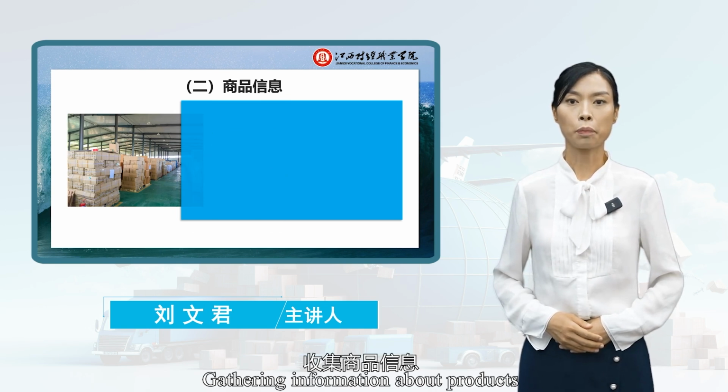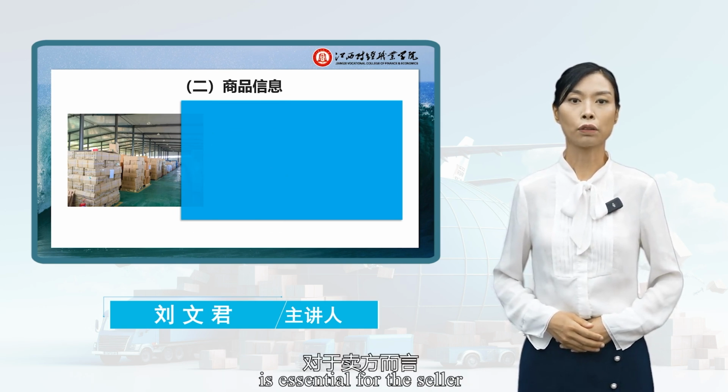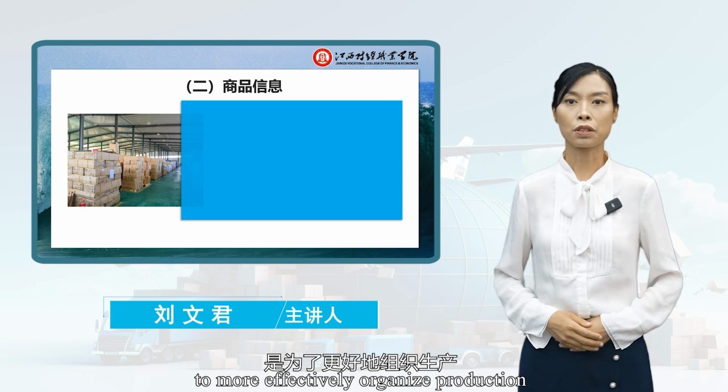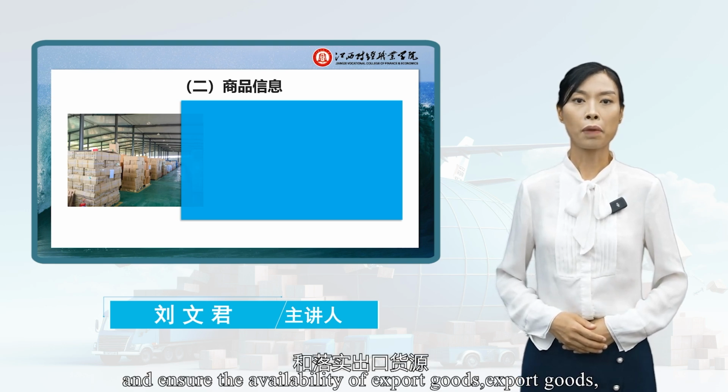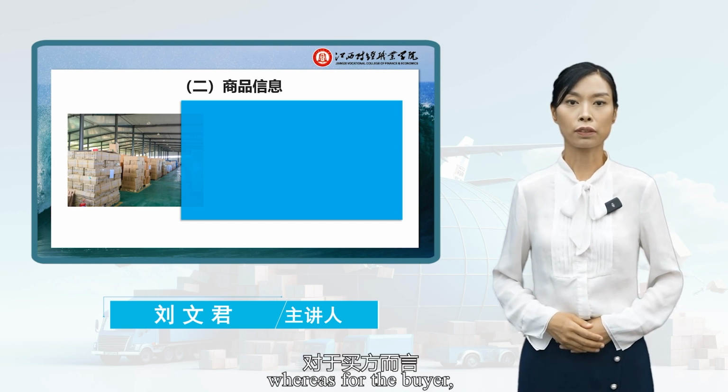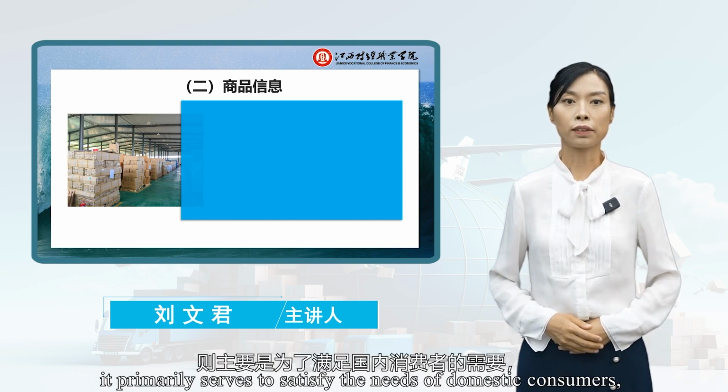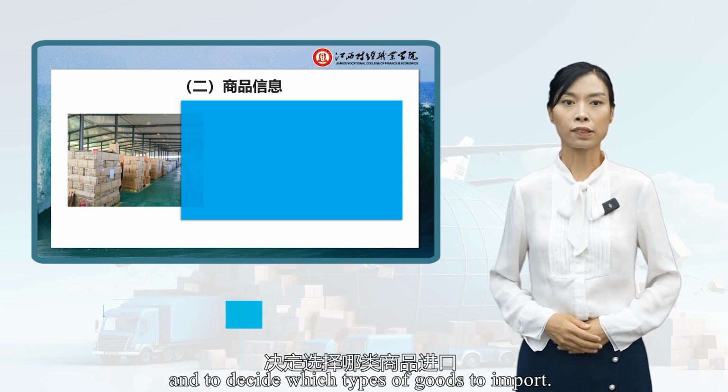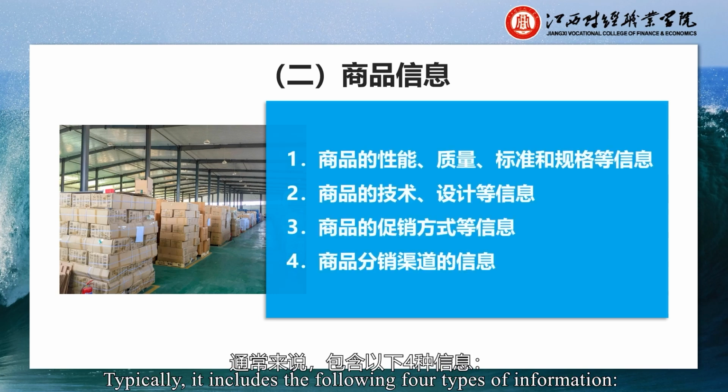Gathering information about products is essential for the seller to more effectively organize production and ensure the availability of export goods, whereas for the buyer, it primarily serves to satisfy the needs of domestic consumers and to decide which types of goods to import. Typically, it includes the following four types of information.